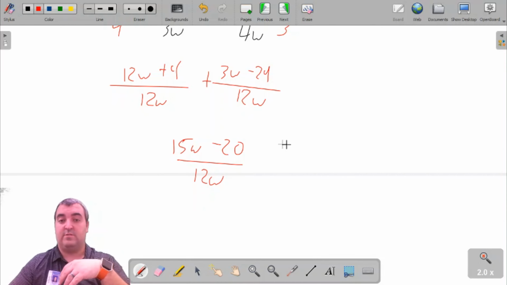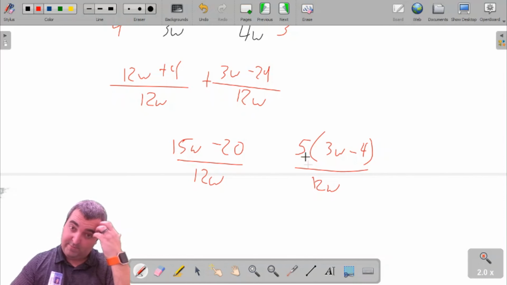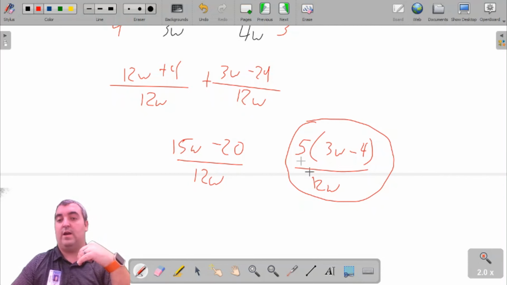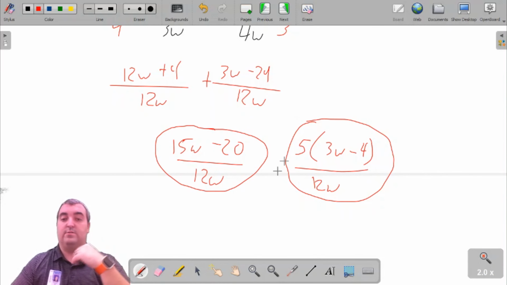And then you should factor to see if it simplifies. I can factor out a 5 to get 3w minus 4. Well, 5 and 12 don't have any common factors, and w and 3w minus 4 have no common factors there either. So I would accept either answer. Okay.